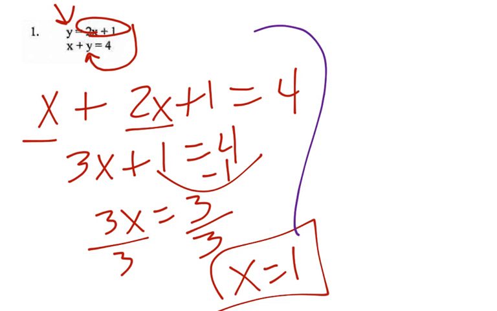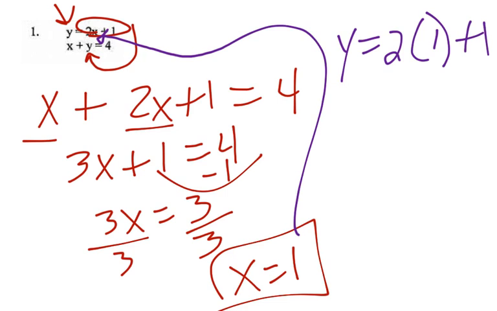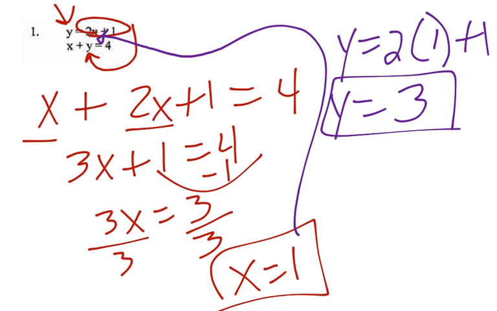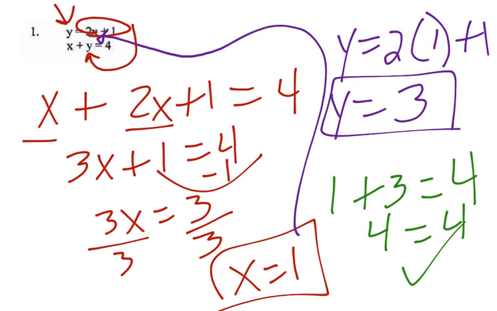You're going to take this answer back up here and put it in for x. So y is equal to 2 times, instead of x, we'll say 1 plus 1. Just go punch that straight in your calculator. 2 times 1 plus 1. And you figure out that y is equal to 3. That's your answer. If you wanted to check it, you could go back to the other equation. x is 1 plus y is 3 is supposed to equal 4. Does 1 plus 3 equal 4? Yes. So 4 equals 4, and it's good. I have it right.